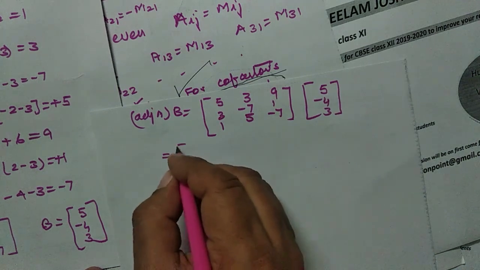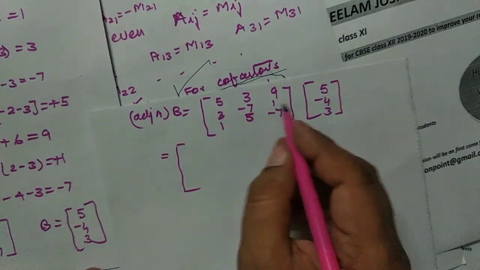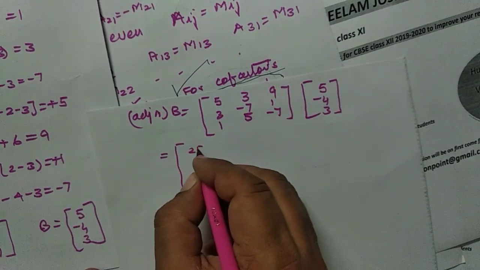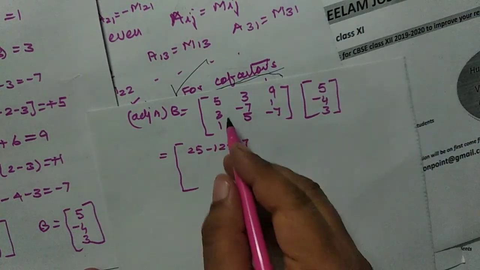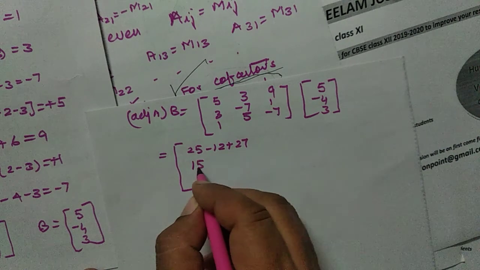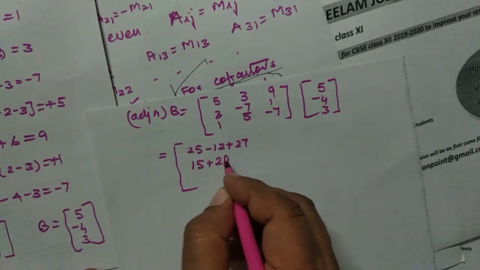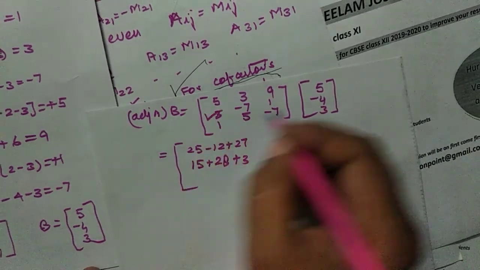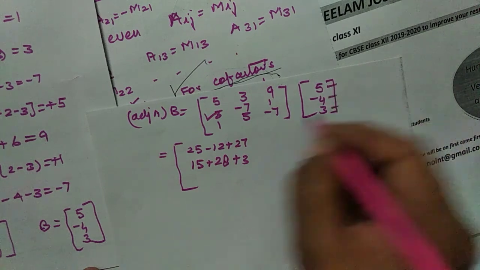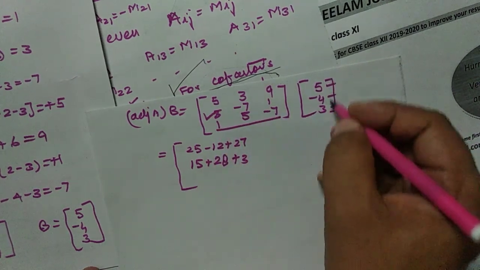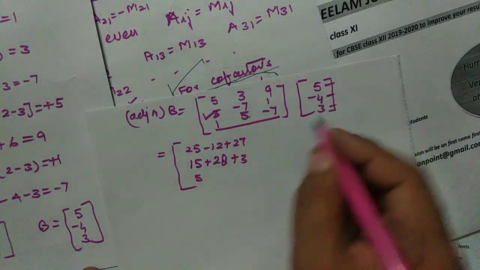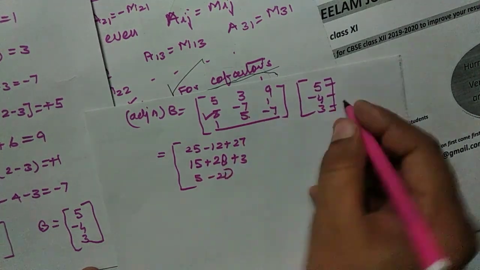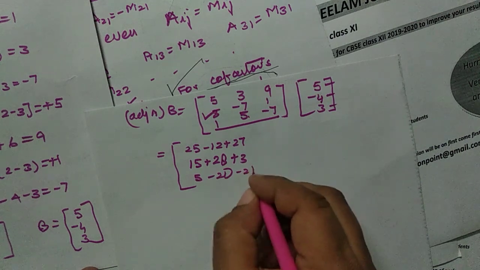So we'll multiply these two. It is 25 minus 12 plus 27. That is the first element. Then it is 15 plus 28 plus 3, the second row and corresponding elements of this column. Then we'll take the third row and corresponding elements of this column. So 1 into 5 is 5, 5 into minus 4 is minus 20, minus 7 into 3 is minus 21.